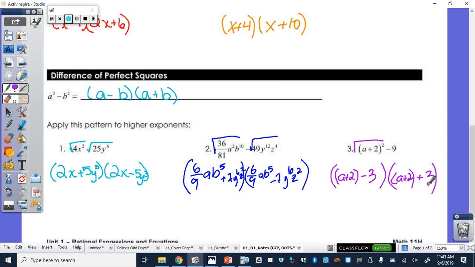Now is that simplified as far as it can go? Nope. I got some numbers I can combine in there, so I have to do that. I got to combine my 2's and my 3's. That turns into a minus 1 and then a plus 5. Now that one's done. You've always got to remember to simplify.